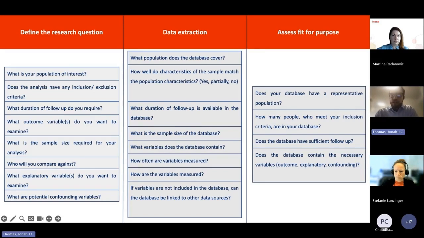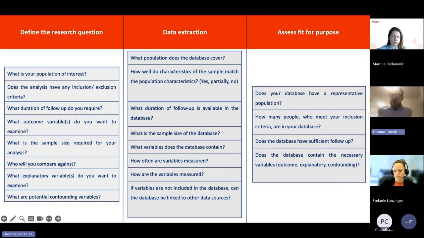Once you've defined your research question, we then suggest you do a data extraction process on the databases. So what population does the database cover? How well do the sample characteristics match the population? What duration of follow-up is available for that database? What is the sample size? What variables are collected within it? How often are these variables measured? And how are these variables measured? So what's the methodology of data collection? And if variables are not included in the database, can they be linked using other sources? So that's the is data linkage possible question.